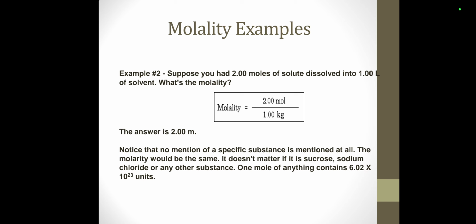What is the molality? Again, molality is equal to 2.00 mole, which is given, over the conversion of 1.00 L into kilograms. So 1 liter is equivalent to 1 kilogram, so it makes sense that the result would be 1.00 kilogram. So 2.00 mole divided by 1.00 kilogram is equal to 2.00 m. Notice that no specific substance is mentioned at all, so the molality would be the same. It doesn't matter if it is sucrose, sodium chloride, or any kind of compound.